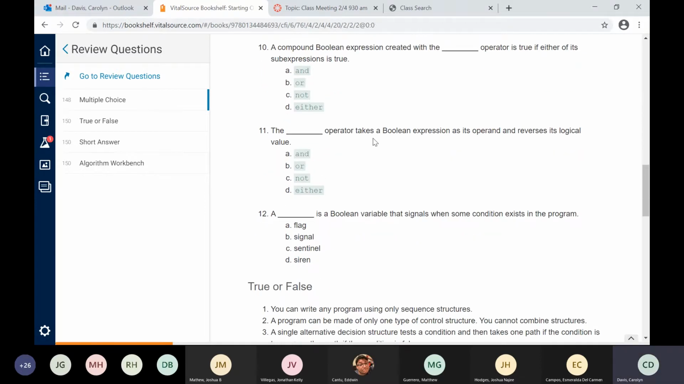The blank operator takes a Boolean expression and reverses its logical value. That one's easy. Not. C. Not. And we're not doing 12, so you don't have to do 12.